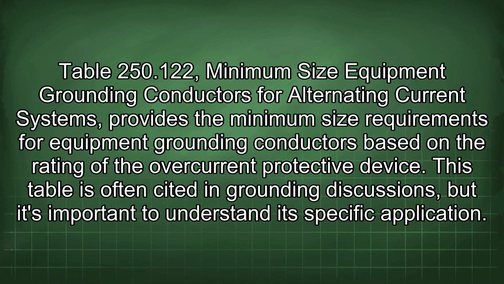250.122 Minimum size equipment grounding conductors for alternating current systems provides the minimum size requirements for equipment grounding conductors based on the rating of the overcurrent protective device. This table is often cited in grounding discussions, but it's important to understand its specific application.